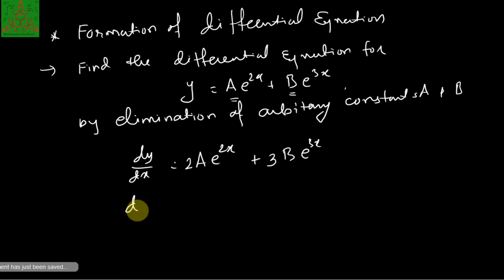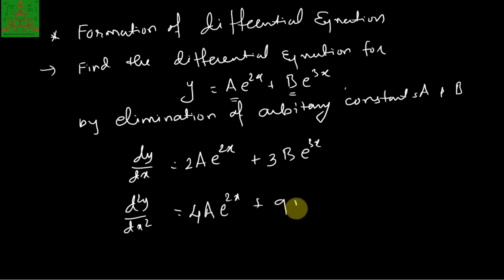Again, if I differentiate the same equation, then we'll have 2 into 2, 4a e^(2x) plus 9b e^(3x). Why have I differentiated a second time? There is one theorem which says that if the solution contains two arbitrary constants, then the order of the differential equation must be 2 if it is a linear differential equation. So that is something we have to keep in mind. And now this is the second order derivative.